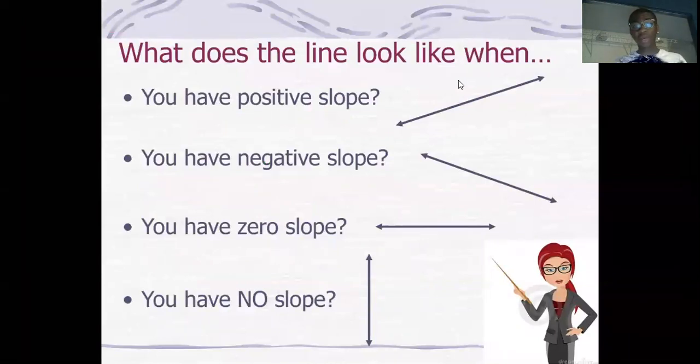What does the line look like when you have a positive slope? It's going up. A negative slope is going downwards. A zero slope is when the line is horizontal, straight across, evenly horizontal. When you have no slope, it's called undefined. That's when the line is vertical. Undefined slope is when you have no slope because it's vertical.